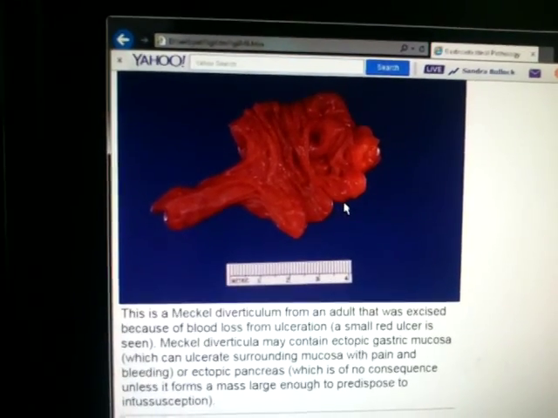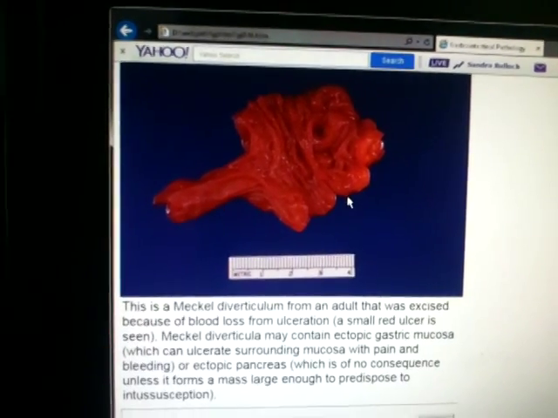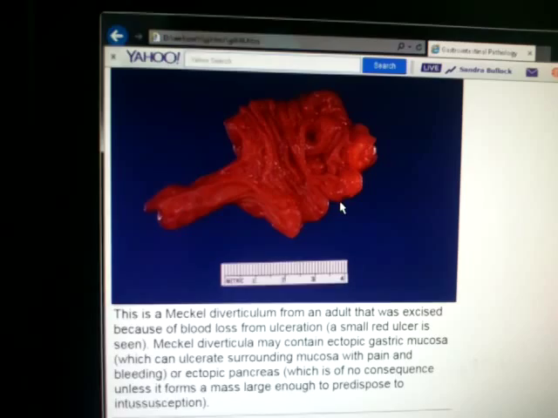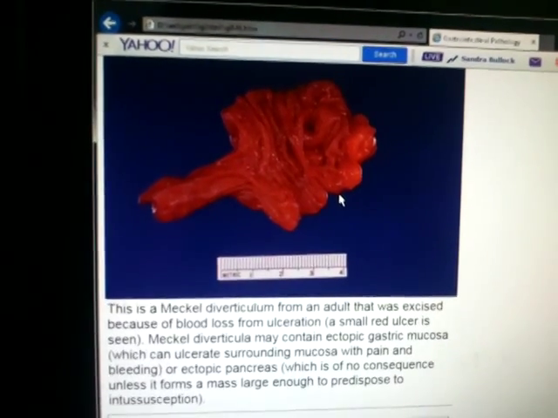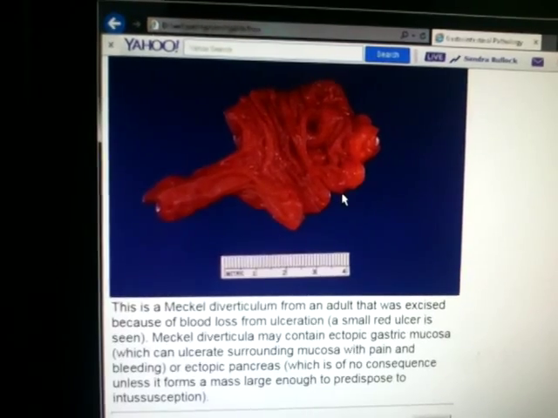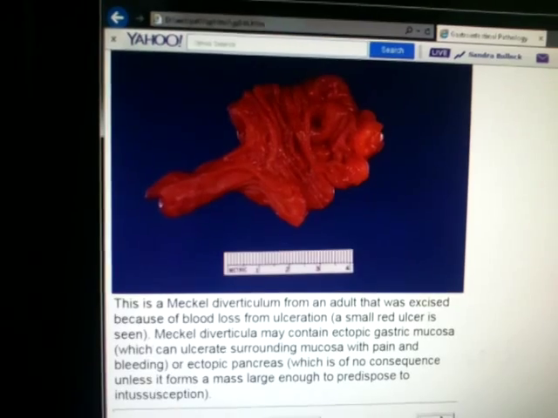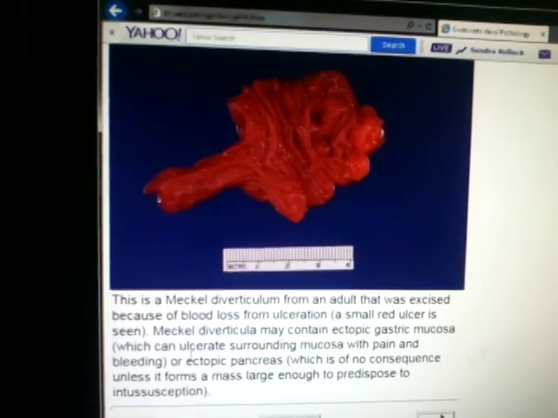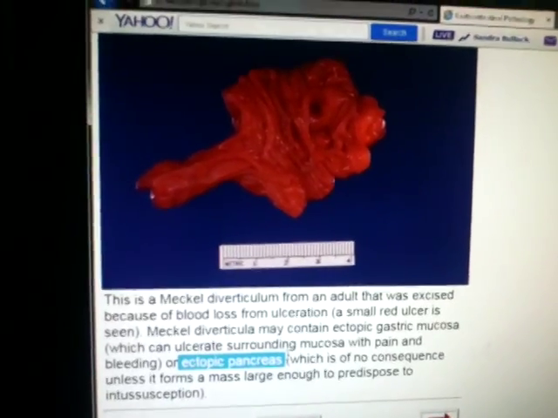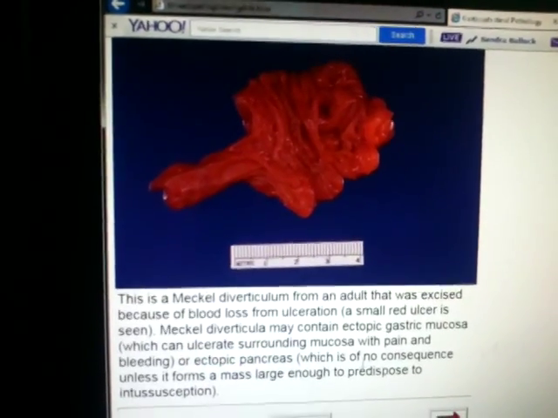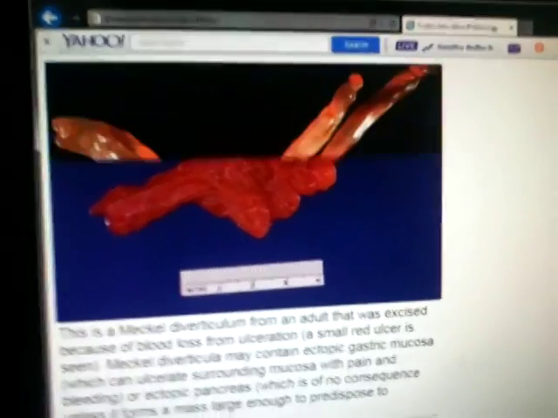This Meckel diverticulum can contain ectopic tissue, most commonly gastric tissue. The gastric tissue will secrete gastric acid, and that will lead to ulceration of the mucosa and symptoms, and the patient will have symptoms mimicking acute appendicitis. It can also contain ectopic pancreatic tissue, which can form a large mass that will lead to intussusception and intestinal obstruction as well.